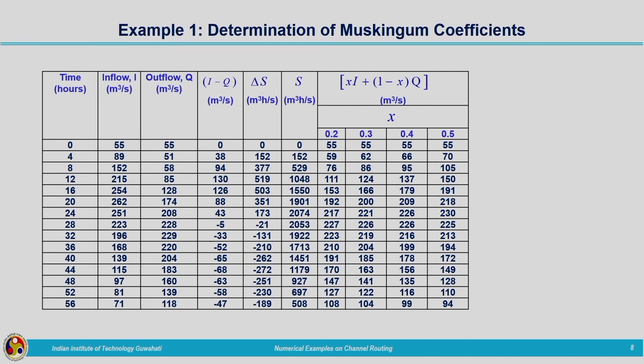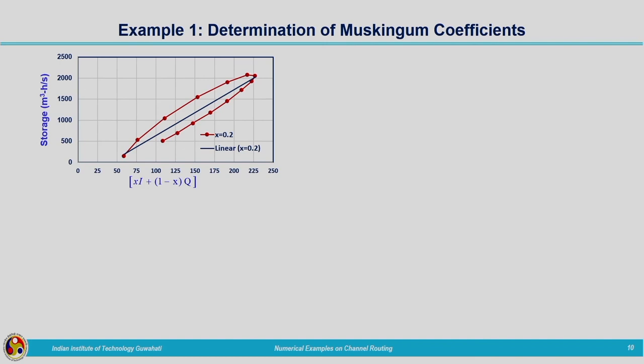Now, next step is to plot the curve S versus xI plus (1 minus x)Q. Storage S along the y axis and xI plus (1 minus x)Q along the x axis. So, here we have considered 4 x values. So, corresponding to all these 4 values, we have to plot 4 graphs. Let us proceed for plotting the graph. When x is equal to 0.2, the graph obtained is shown here in this figure. Storage along the y axis and xI plus (1 minus x)Q along the x axis is plotted. So, this will be forming a loop.